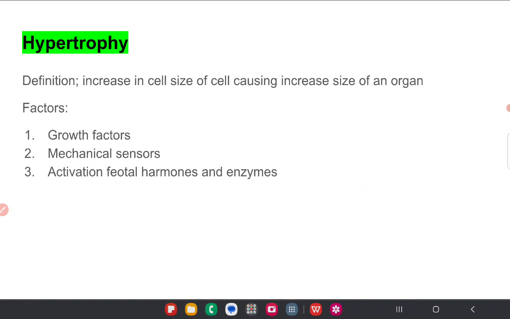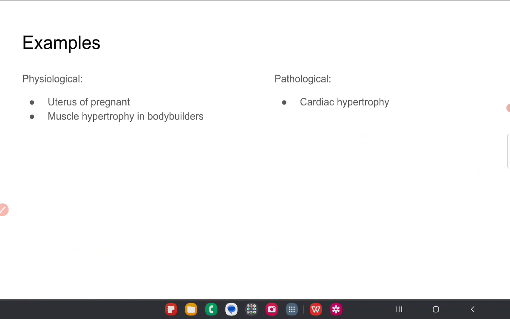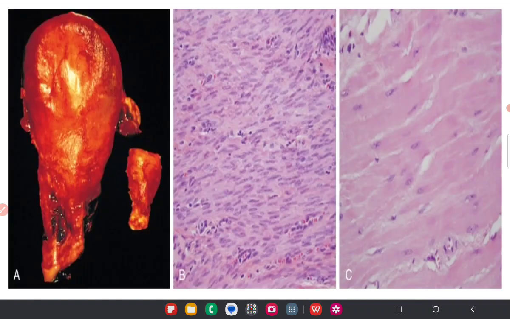Then there is activation of hormones and enzymes which takes place intracellularly. Examples, both pathological and physiological conditions: uterus of a pregnant woman. Here the important MCQ is that both hypertrophy and hyperplasia take place in the uterus of a pregnant woman. Muscle hypertrophy in bodybuilders, as I already said about mechanical sensors. Next, pathological hypertrophy is cardiac hypertrophy. Here we can clearly observe this example.